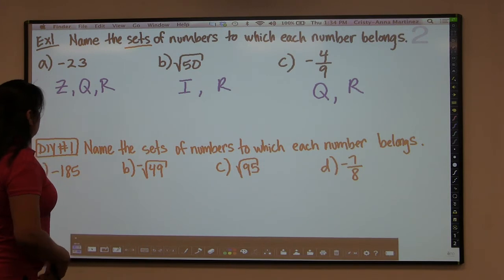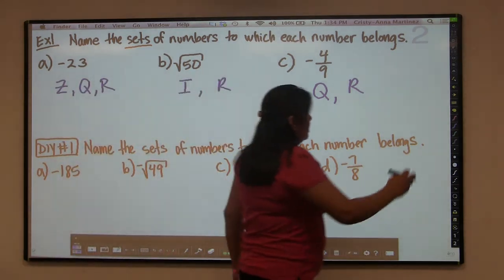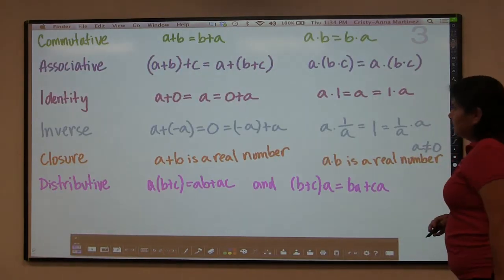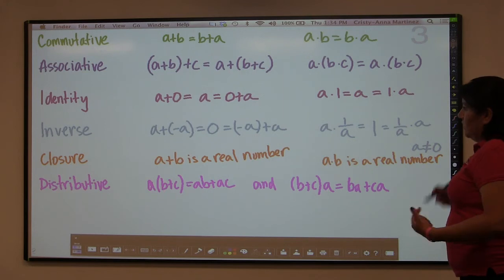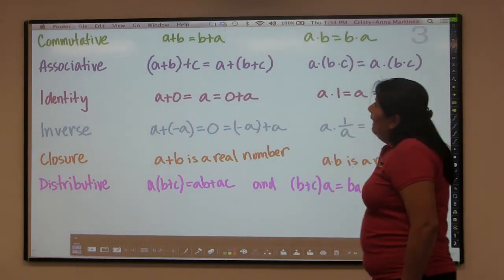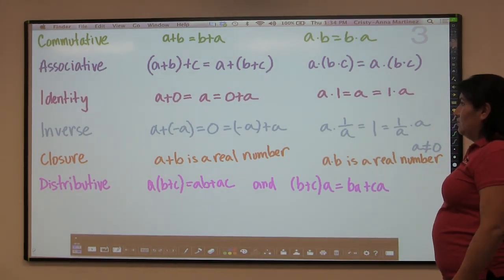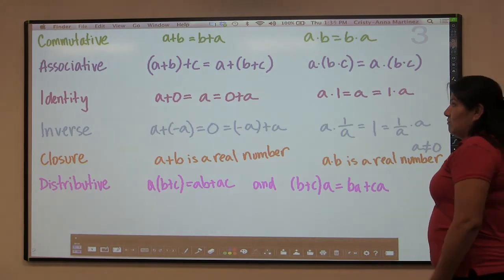All right, so now you have 4 examples to try on your own here. And once you've done that, you can move on to the next set of properties that we have. And a lot of these you should be already familiar with, but here they are for you to write in your notebook in case you forget them and you might need to glance at them on a quiz or a test. But we have the commutative property.